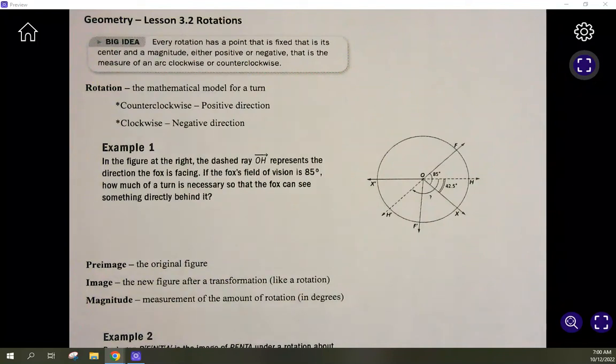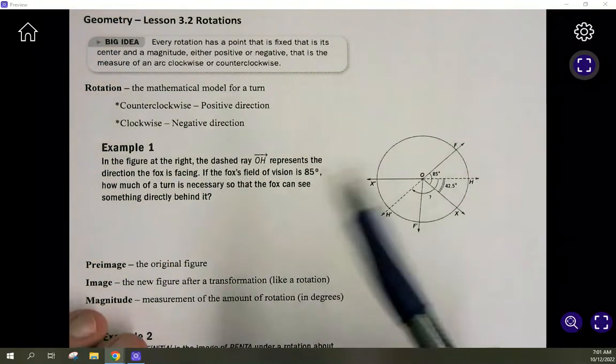This is geometry lesson 3.2, rotations. All right, our big idea says every rotation has a point that is fixed, that is its center, and a magnitude, either positive or negative, that is the measure of an arc, clockwise and counterclockwise. So we talked about arcs in our last lesson. We talked about angles and degrees, and we're going to use those now to rotate figures around a center.